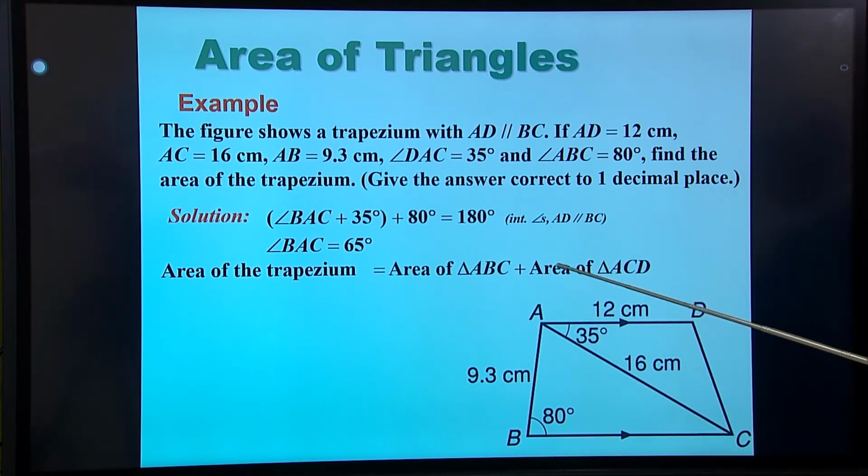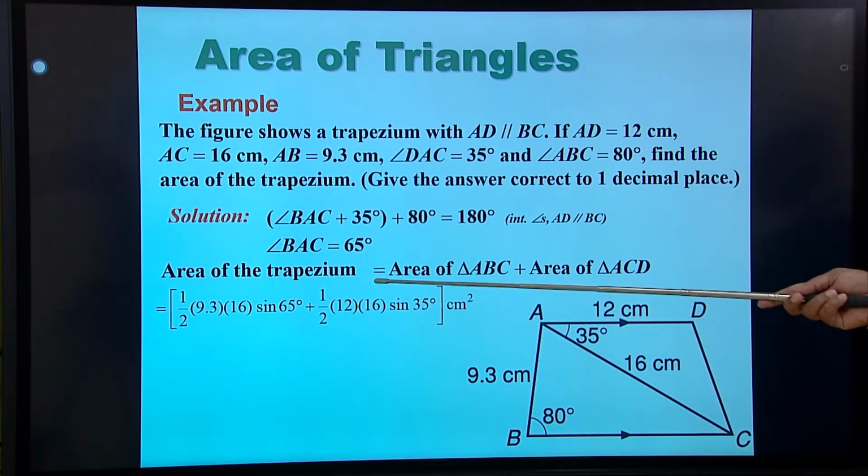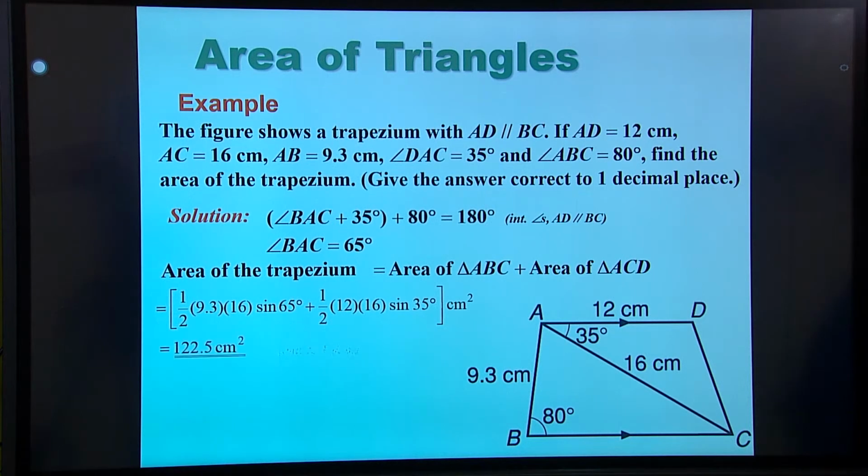And then the area of the trapezium is the area of the two triangles. And I substitute then half AB sine C. So half AB sine C and half 12 times 16, 12 times 16, sine 35. And that's your answer.